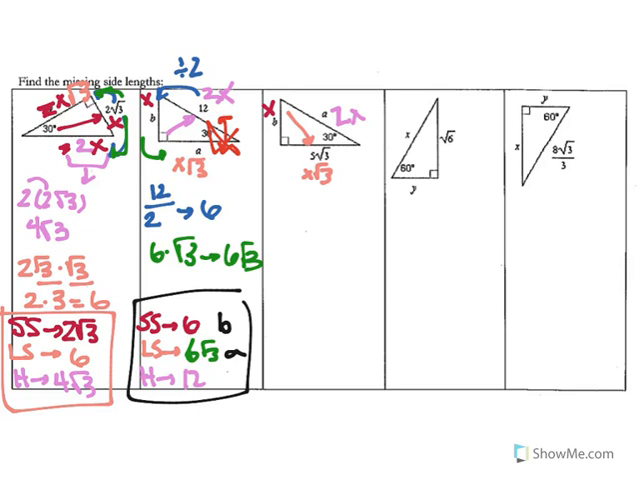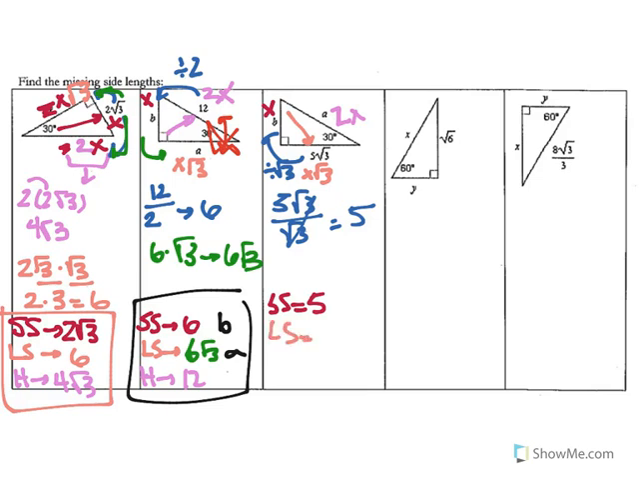Let's get to the short side first. When we go from long to short, we're going to divide by radical 3. So if I have 5 radical 3, divide by radical 3, cross out. The short side, little b, x, whatever you want to call it, is going to be 5. Short side is 5.